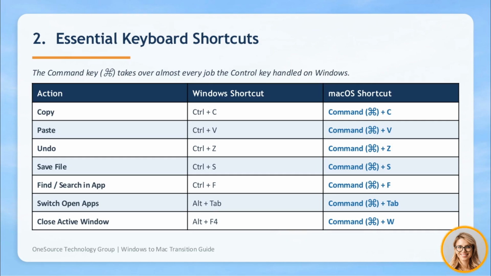To find or search within an app, use Command-F. Switching between open applications is done with Command-Tab, and to close an active window, you'll press Command-W. Mastering these will significantly speed up your workflow.